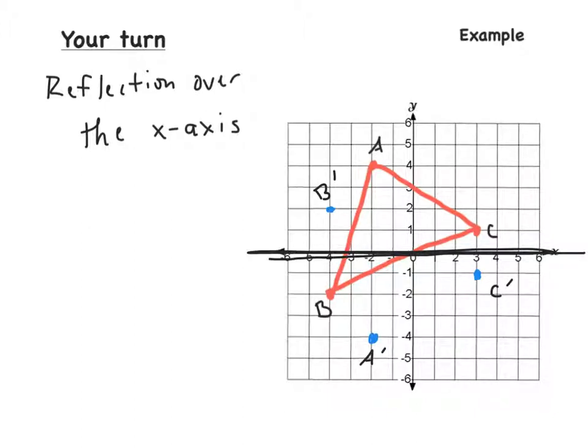So from this, all you'd have to do is connect the points. It may look a little weird and a little off because they're overlapping, but these two figures, the triangle ABC and the triangle A prime, B prime, C prime, are reflections over top of the x-axis.